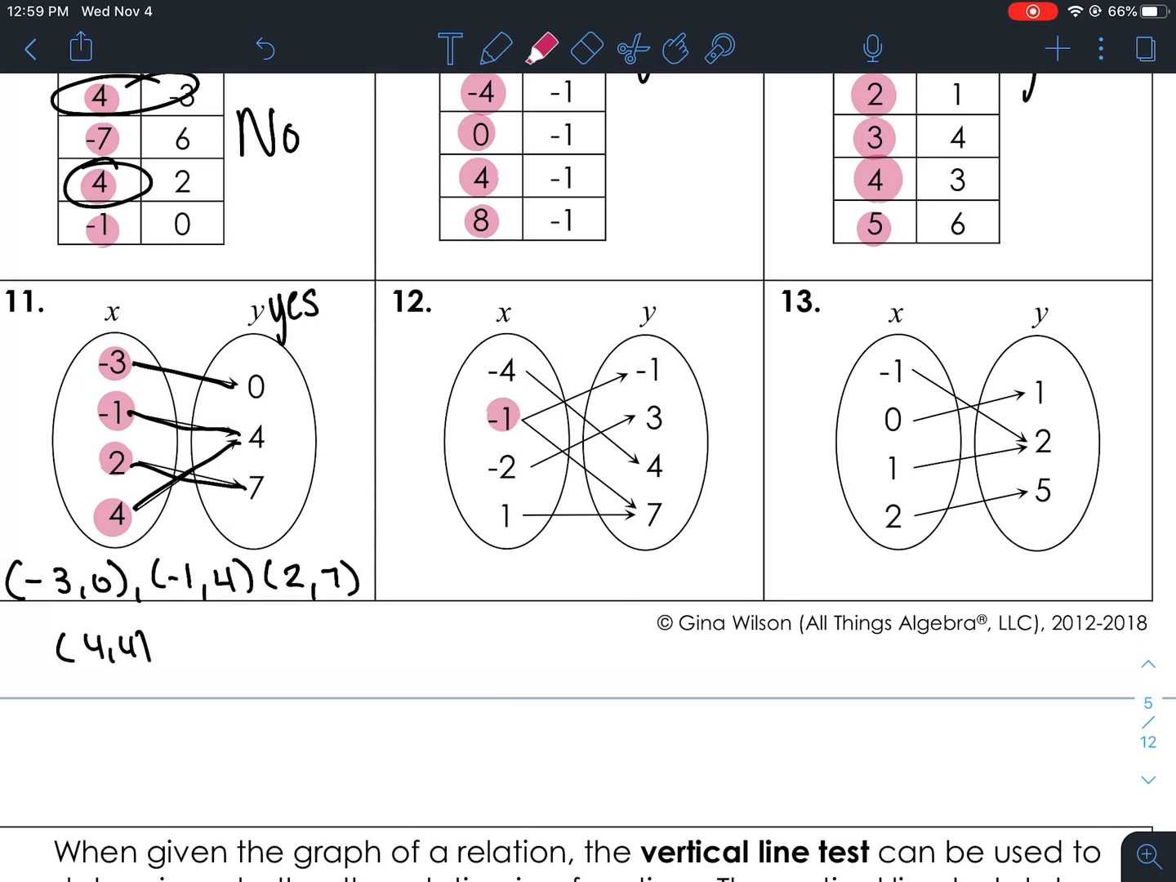You can highlight here that my -1 has 2 lines exiting. Because this has 2 lines exiting my x value, that means that x repeats, so that one is not a function. Here on 13, all of my x's only have 1 line, so this one is a function.